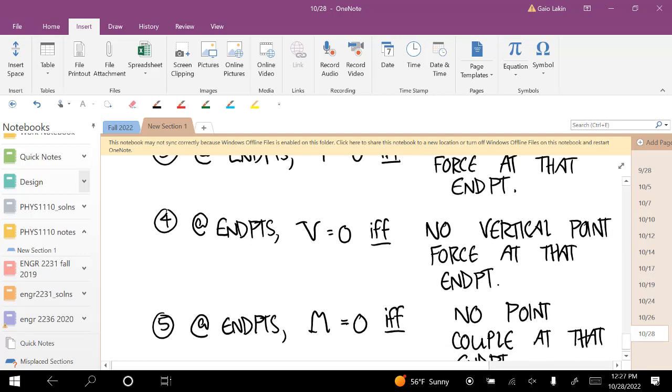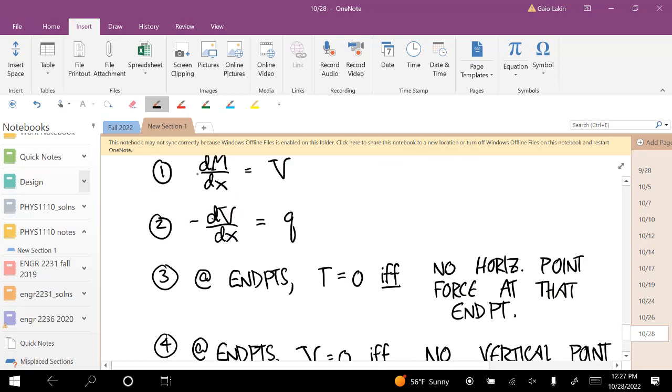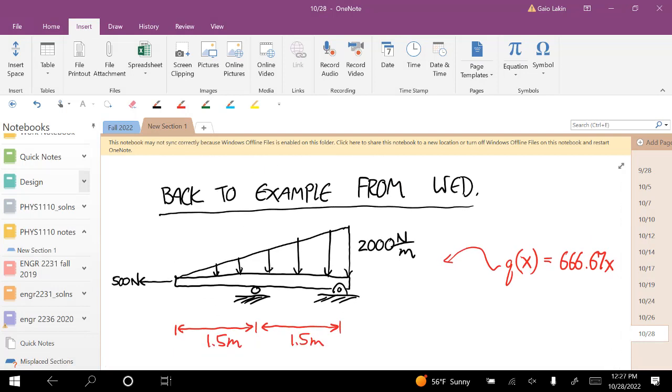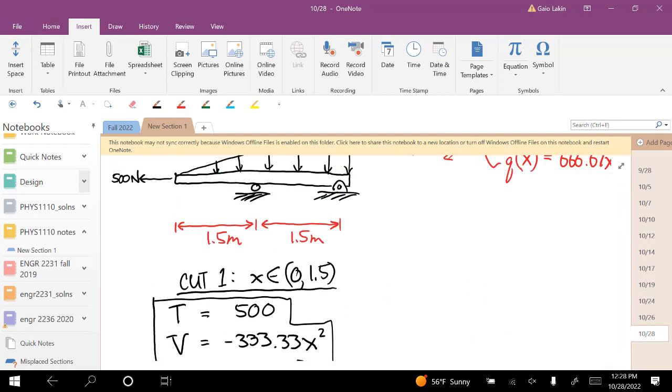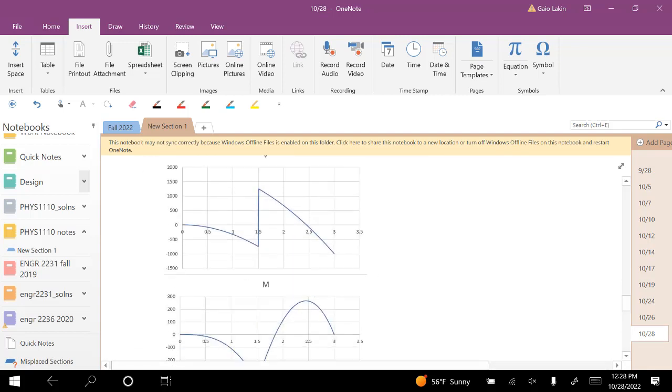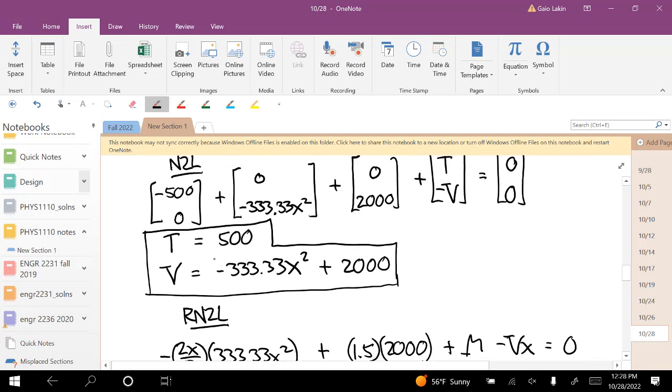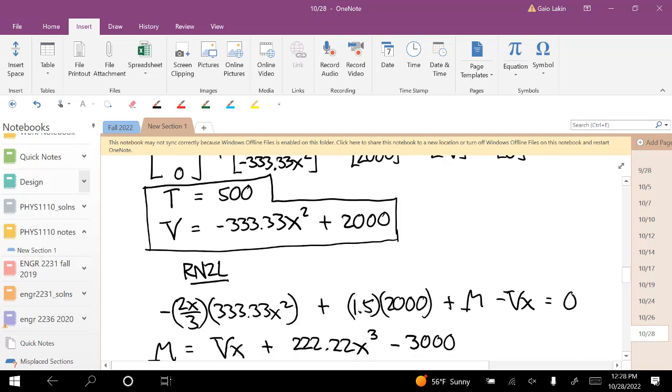Okay. All right, so we already checked the derivative relationships. Let's check at the endpoints. T equals 0 at the endpoints if and only if there's no horizontal point force. Okay, so are there horizontal point forces at either of the endpoints? Yeah, they have them at both of them, right? There's the applied 500 at the left, and there's the one from the pin at the right. So that should be non-zero at both ends. You could figure out the signs if you wanted to. Oh, right, I don't have a diagram of T, but our function said it's 500 the whole way, so that one is fine.